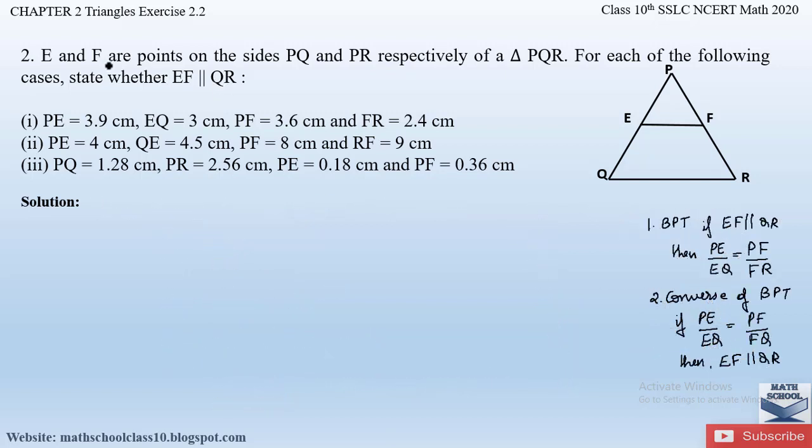So similarly, let us solve the second part of question number 2. Again here we have to check whether PE by EQ is equal to PF by FR. Only then the EF will be parallel to QR. So let us first check PE by EQ. What is the PE value given here? It is 4 centimeters. So 4 divided by EQ or QE is 4.5 centimeters.